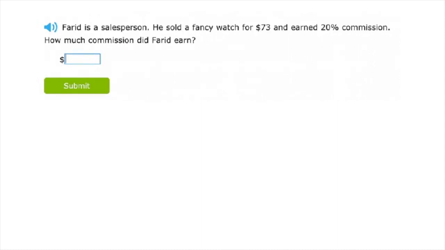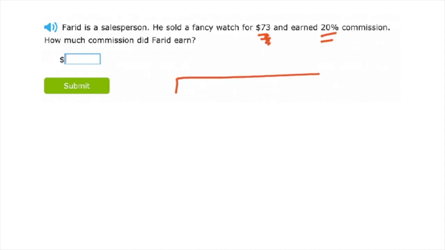Farid is a salesperson. He sold a fancy watch for $73 and earned a 20% commission. How much commission did Farid earn? So after selling the watch to the person for $73, most of the money goes to the store. But if you work on commission, then the store pays you based on a part or a percent of the value of the total thing you sold. So people who work on commission have an incentive to sell. Okay, so a couple of ways to solve.